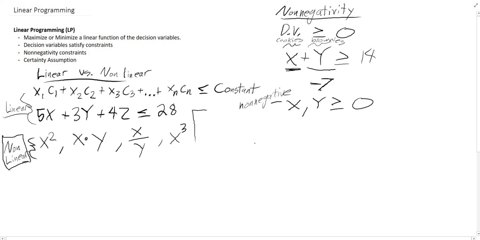And then of course, we are making a certainty assumption, where you know the values that are being given are true. And this allows for the model to reflect the real world situation. So no statistics or probabilities are really used in linear programming.